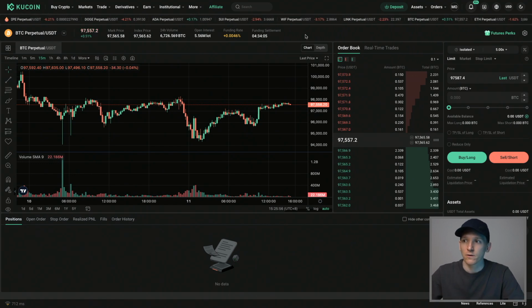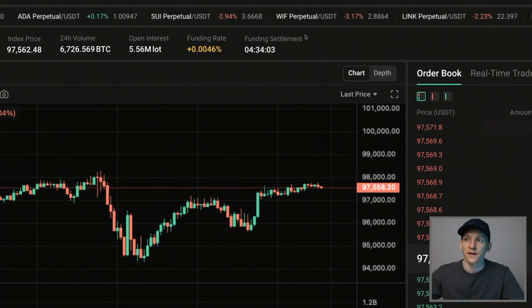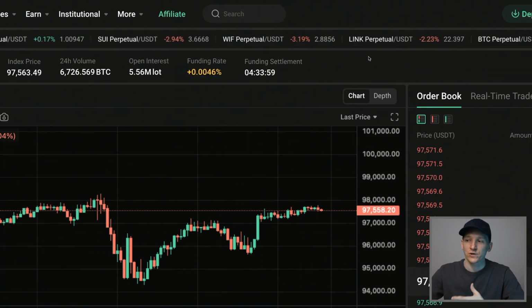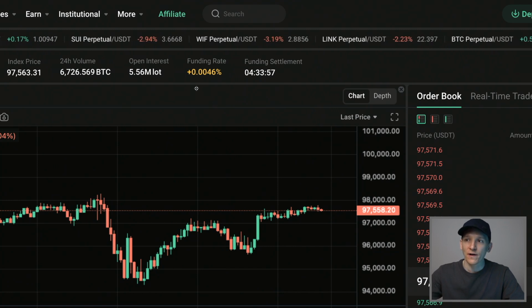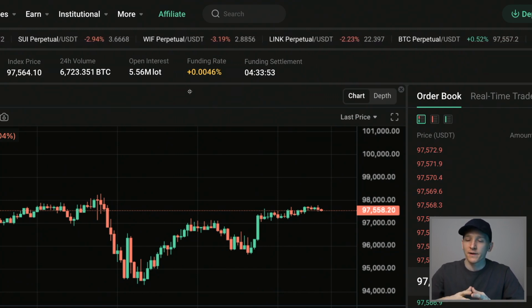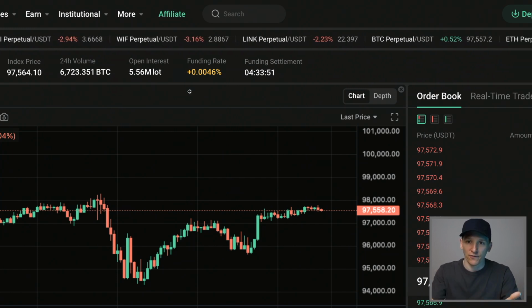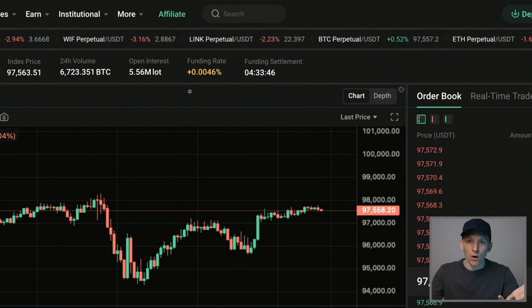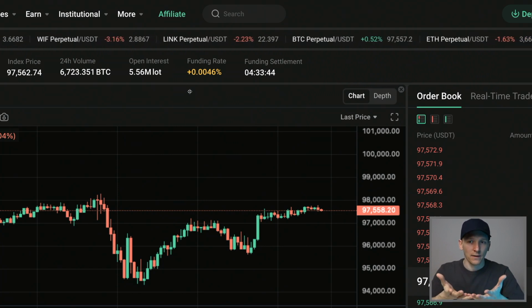Now, the other thing we need to know when trading futures is the funding rate. Now, this is a rate paid when trading futures. When the funding is positive, and you can see it is positive now because there's a plus there, that means that long positions pay this funding fee. The reason being is that the futures and the spot price of the asset aren't the same. They're not the same thing, right?